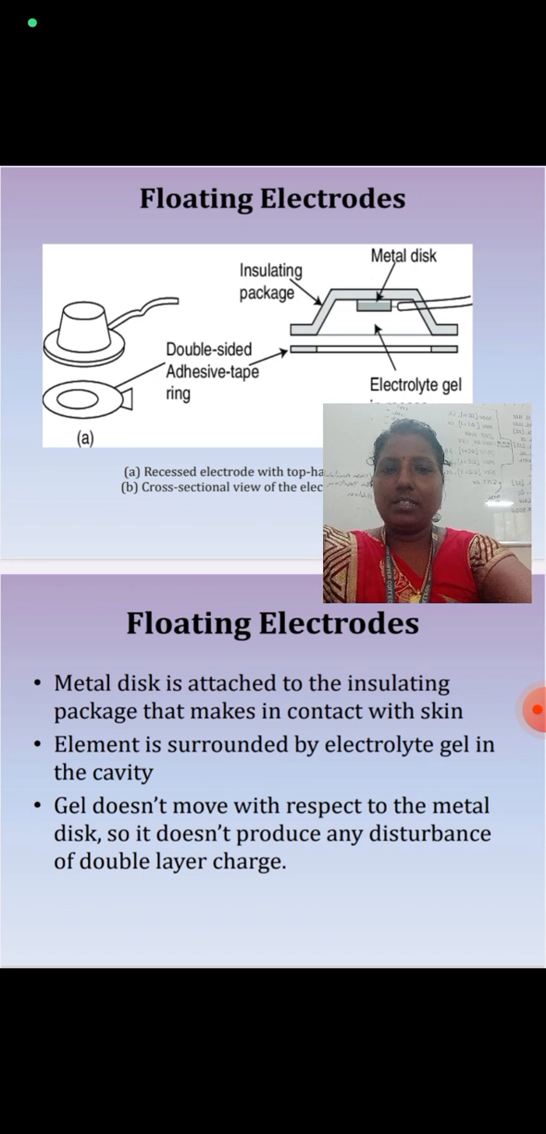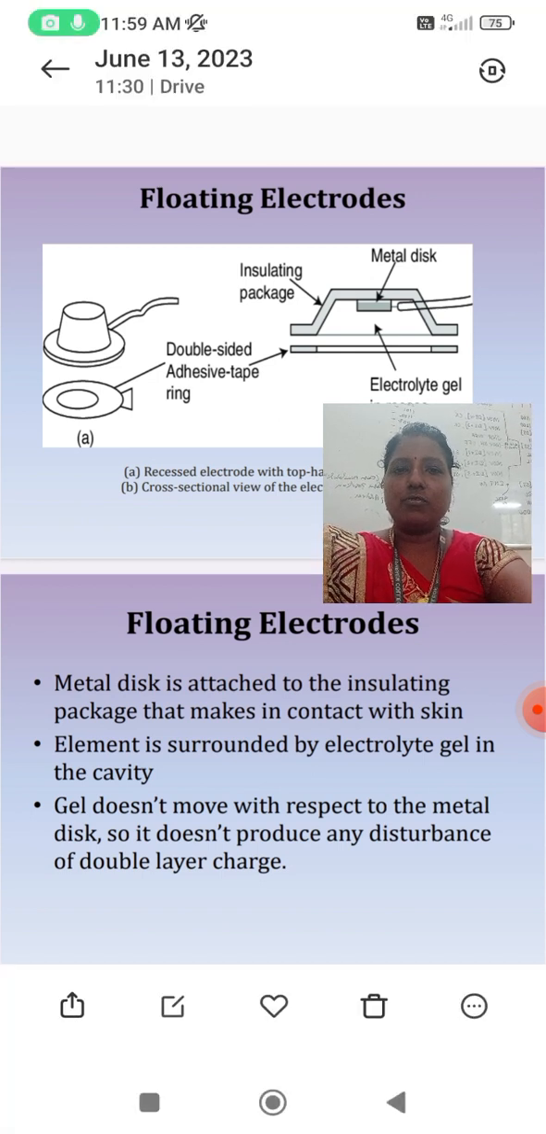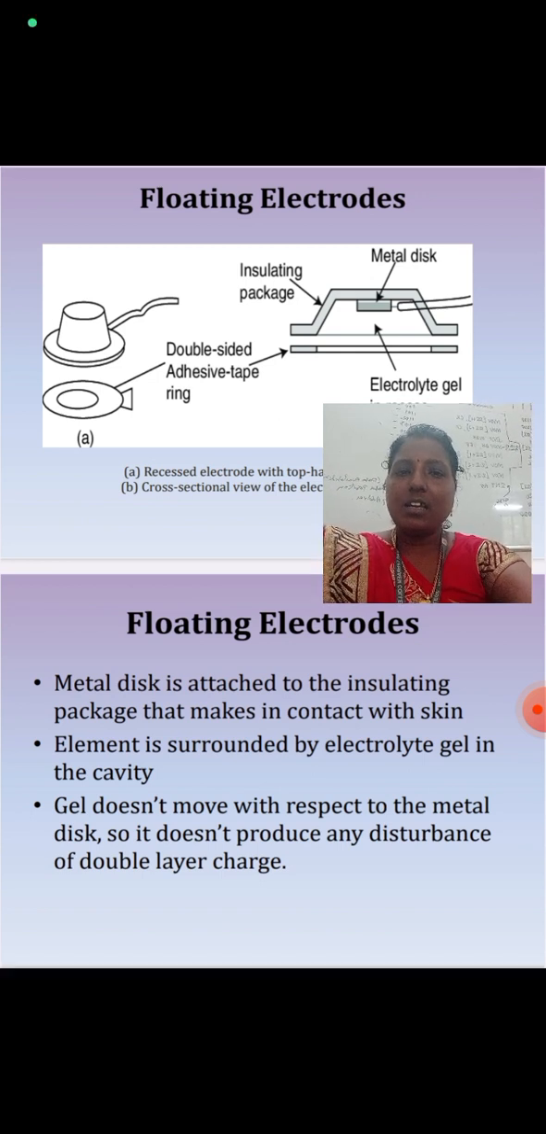So once the current flows, the electrolyte gel comes in contact with the metal disc and here the current passes and the ionic voltage is measured. Here this gel doesn't move with respect to the metallic disc, so it doesn't produce any disturbance or double layer charge.